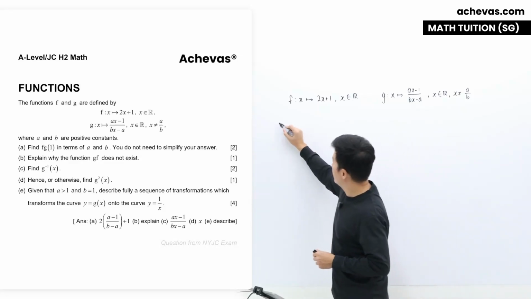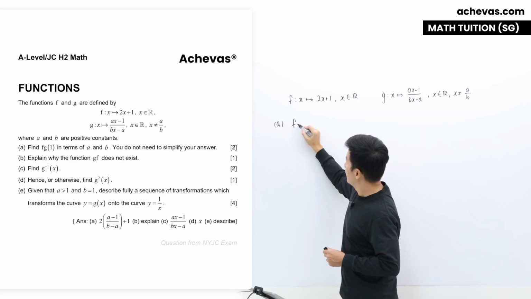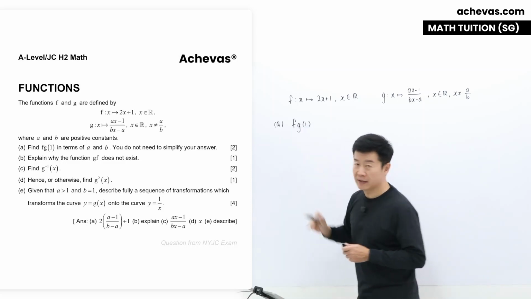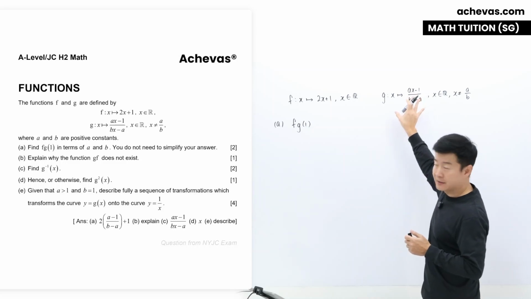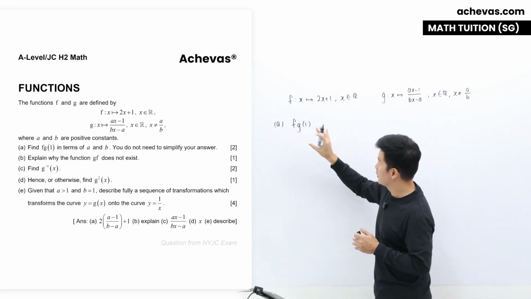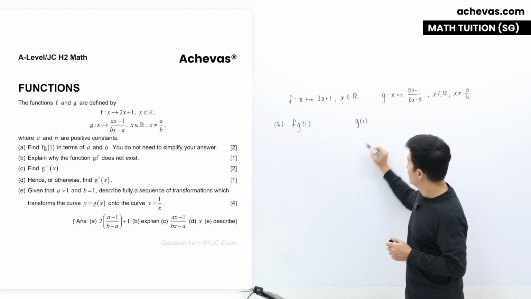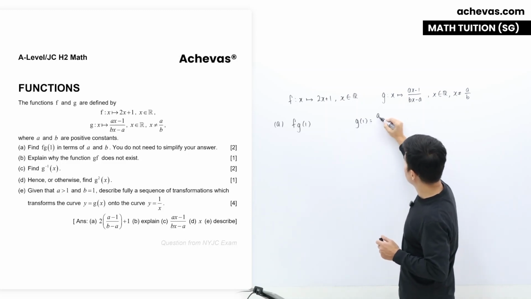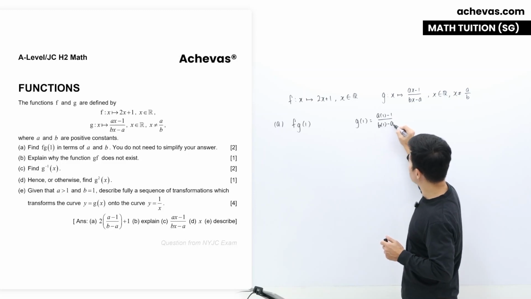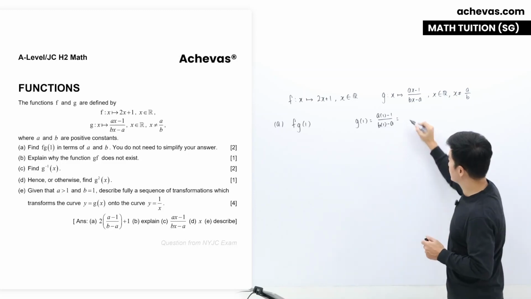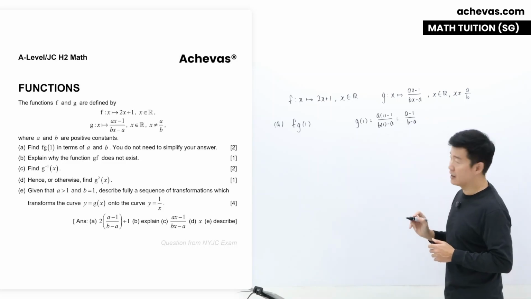Okay, in part A of this question, we are supposed to find FG1, and we are looking at the number 1 first going into G, then after that into F. So in order for us to find this, we can first find G1. G1 is going to be equal to A times 1 minus 1 over B times 1 minus A. So G1 is going to be equal to A minus 1 over B minus A.